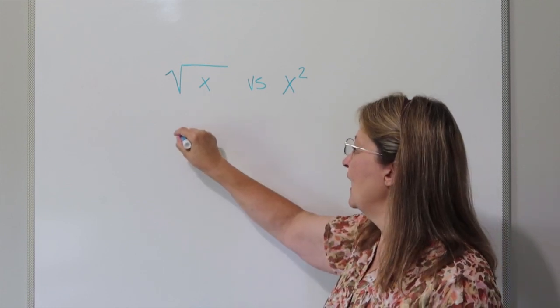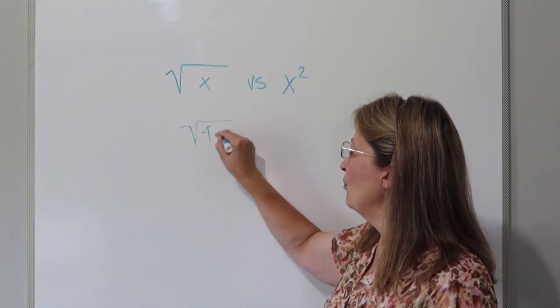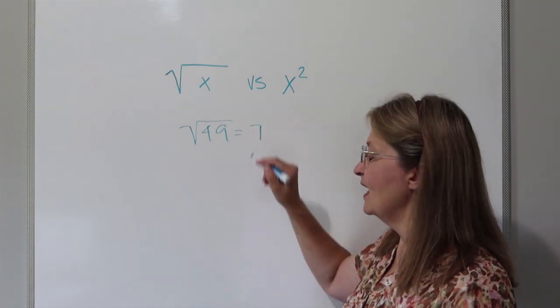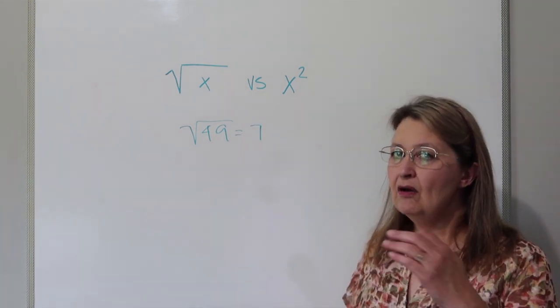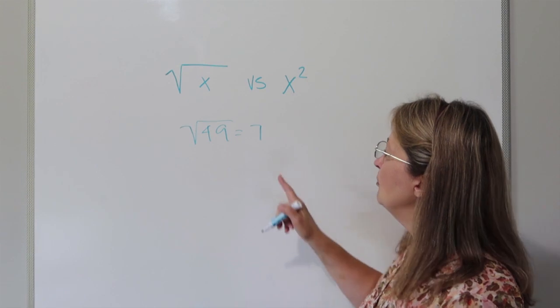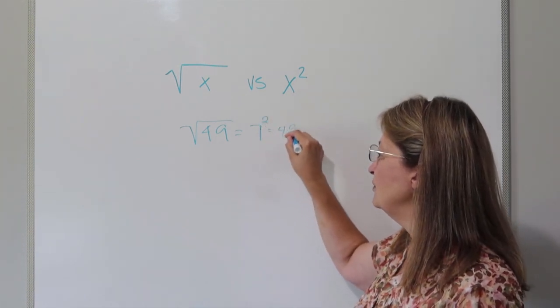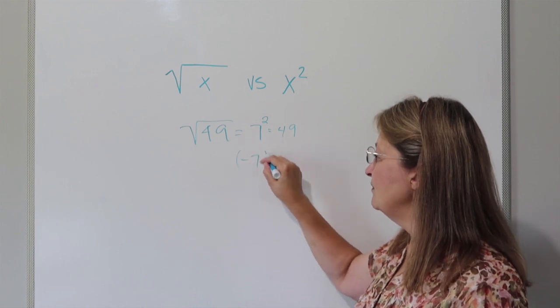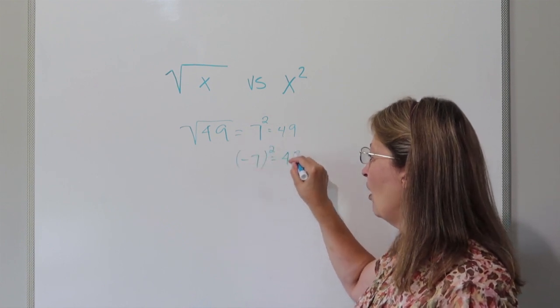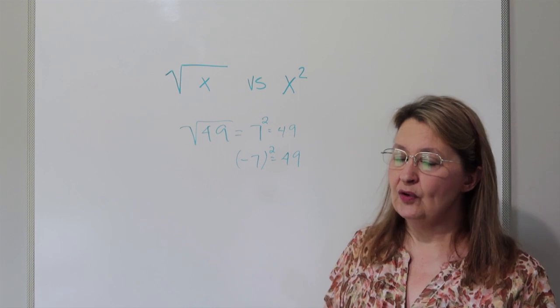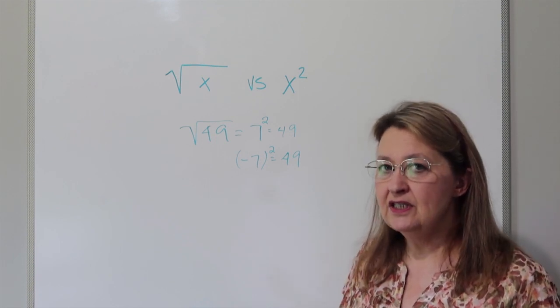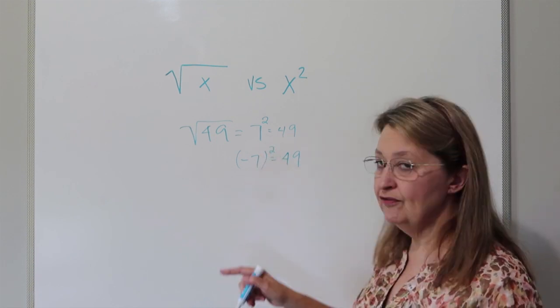So let's just look at the square root of 49. You all know that's 7. But is it 7 or is it negative 7? Because you can take 7 squared, that gives you 49. Negative 7 squared is also 49. So we came up with a way in math to tell, does someone mean positive or negative?